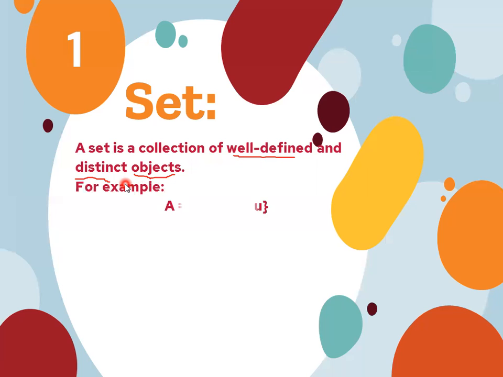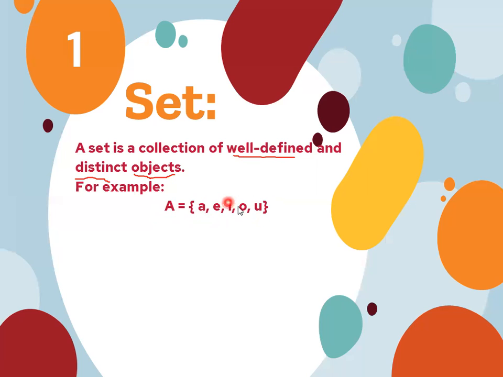Let's take an example here. This is a set. How can we identify that this is a set? Because to write a set, three things are important. Number one is this capital letter. Then the sign of equal, then curly brackets inside which you have some letters which are in small letters.